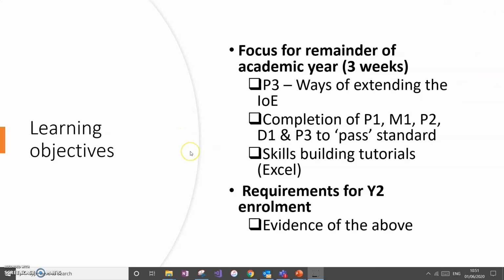If I go back to the start slide, as I said, the key focus in the next few weeks is finishing the next assignment. This is the last new assignment, P3, that I'll introduce. Then it's a case of getting the spreadsheet up to date and getting passes in all the assignment boxes, and then we're going to finish with some skills building. If you can tick all those 3 boxes, then that's enough evidence to progress onto year 2, and there will be no issues come September from my side.